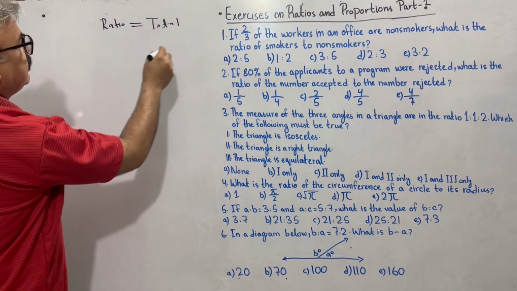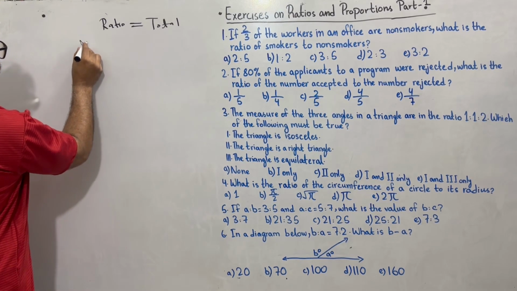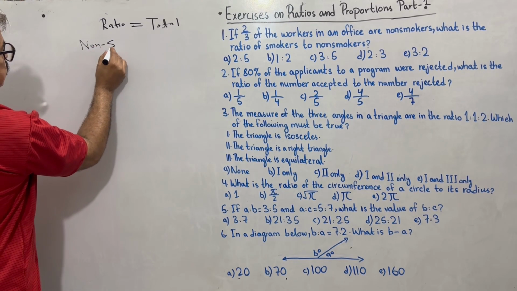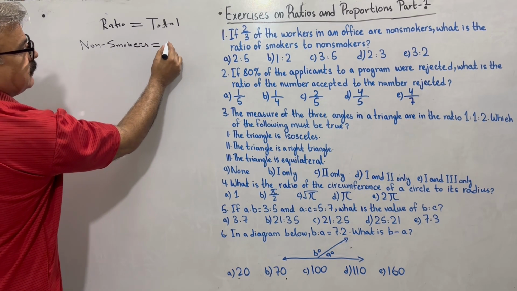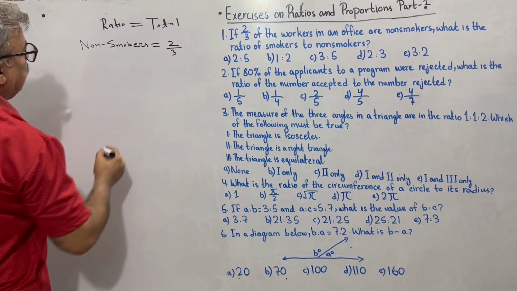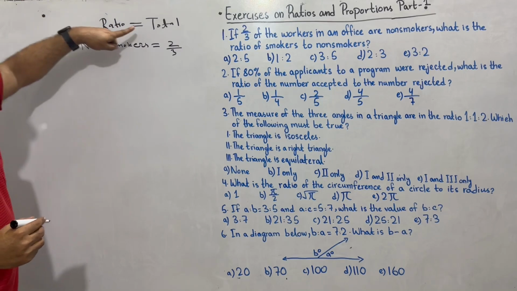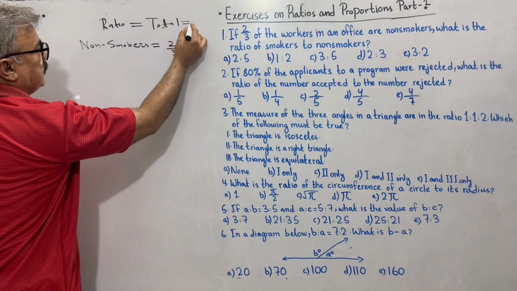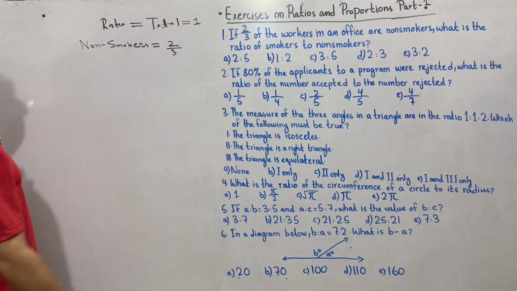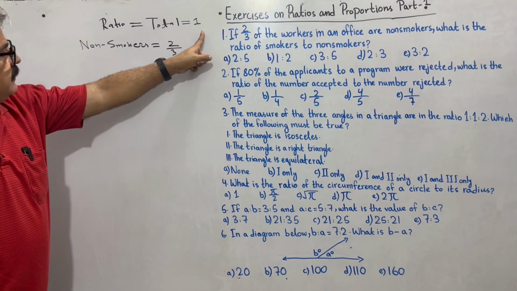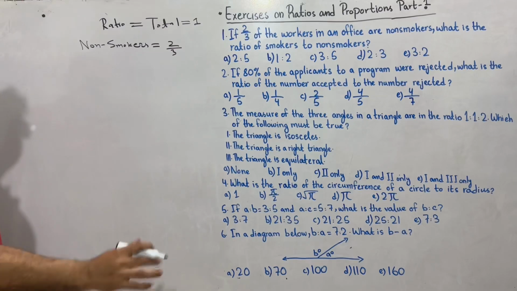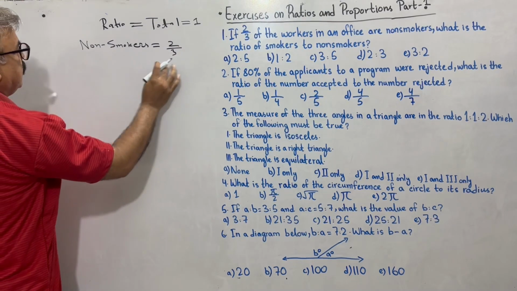We have been given the ratio of non-smokers. Non-smokers ratio is 2 over 3. Sorry, let me mention clearly: in a ratio, the total must be 1. I have taken 1. Strategy number 1: non-smokers are 2 upon 3.